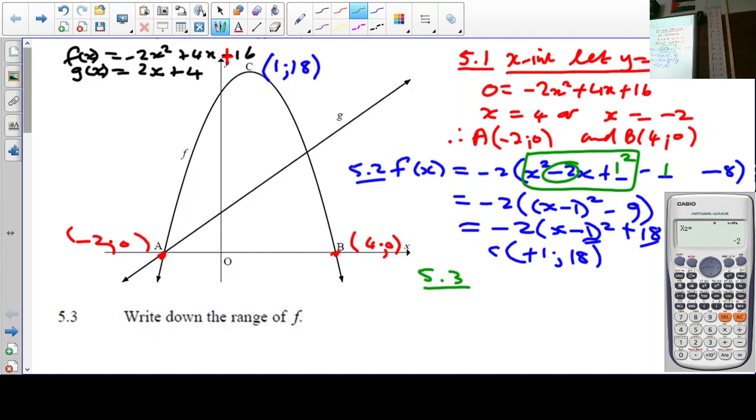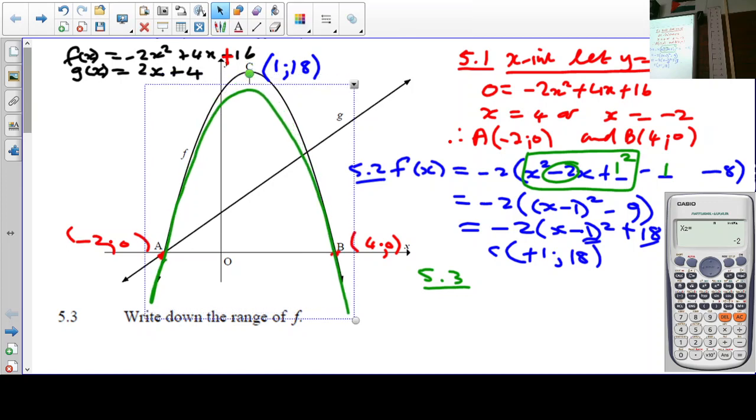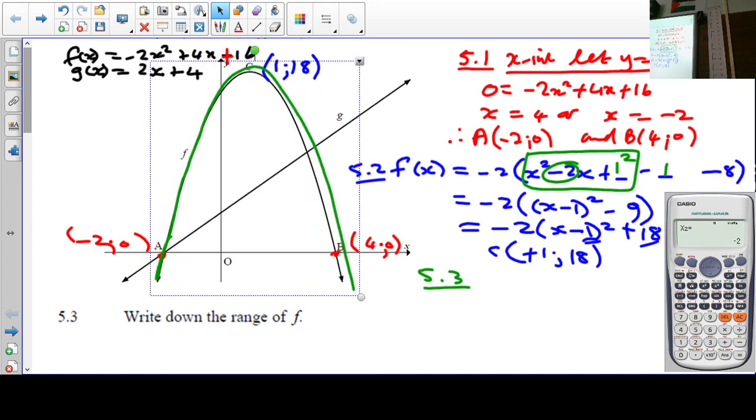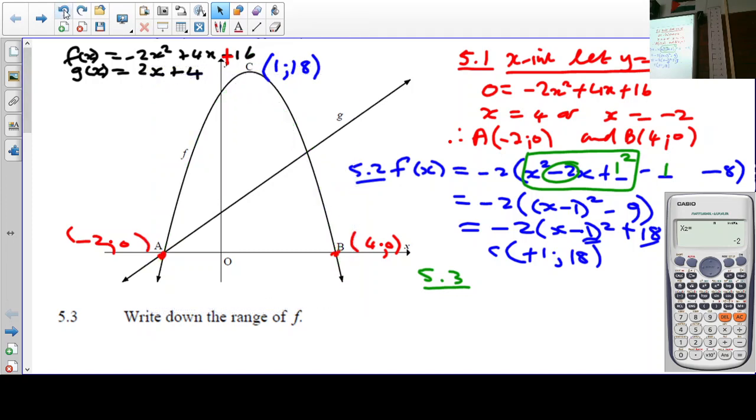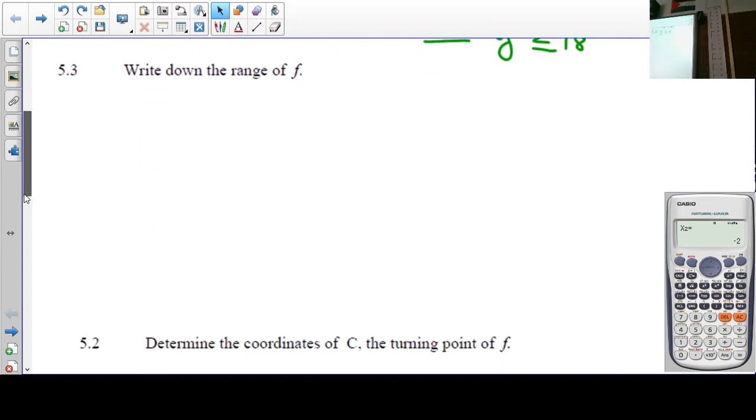So, does this graph exist at negative infinity? Yes. How do we know? The arrow is going down, to negative infinity. And where does it stop existing? At 18. So in other words, y must be less than 18. Does the graph exist at 18? Yes, so it must be equal as well. y is less than or equal to 18. Any confusion? Right? Let's go to question 5.4.